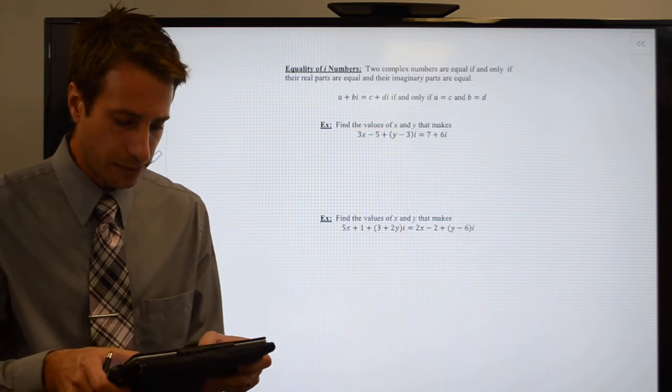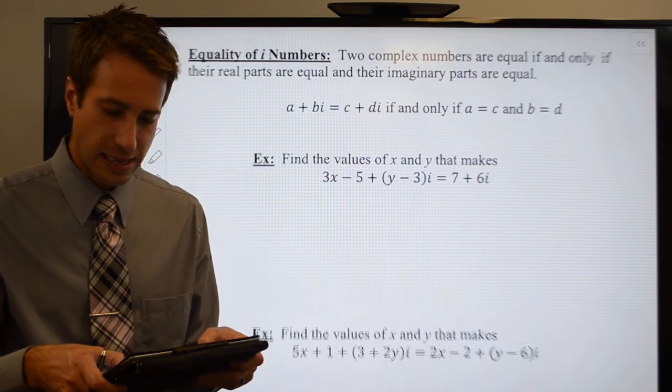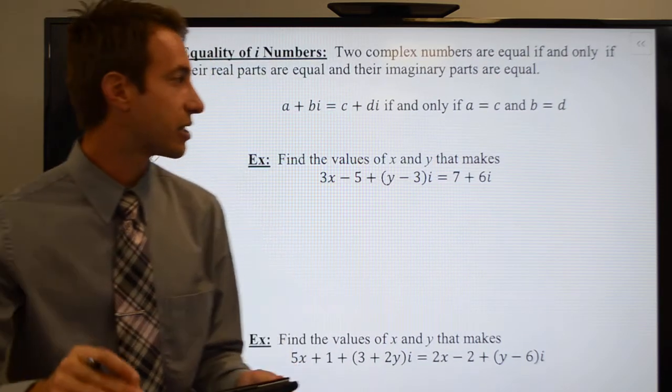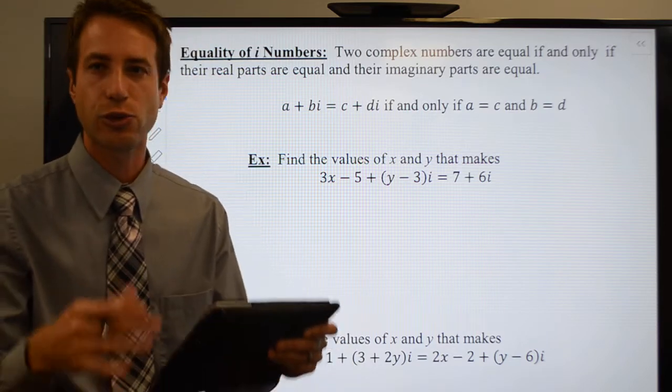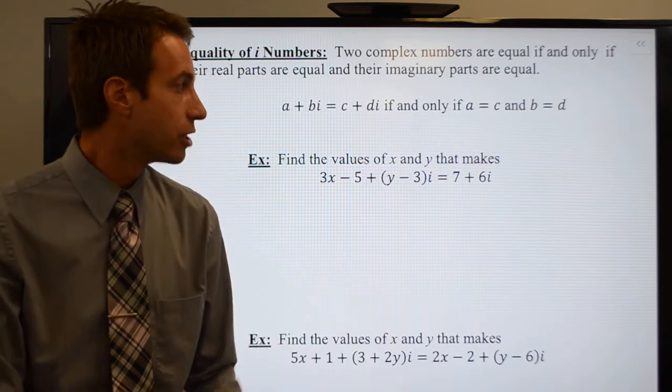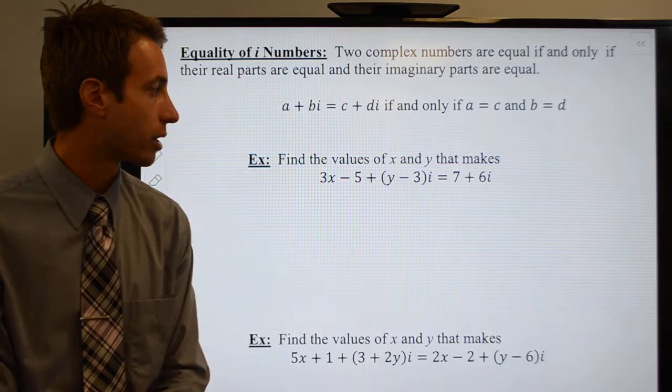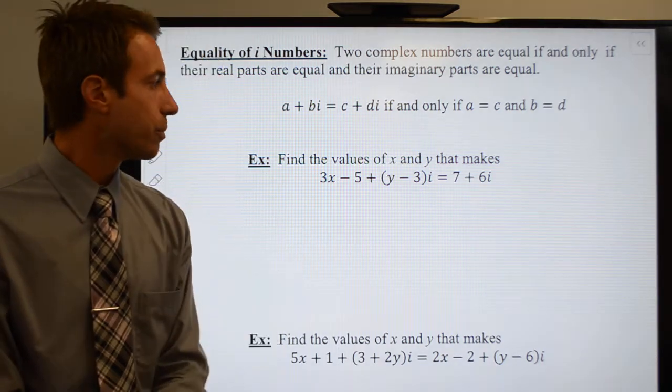So here's the way it's going to work, and I know it sounds scary, but I promise you it's not. They actually work very similar to the way that real numbers work. So here's what we're going to do.